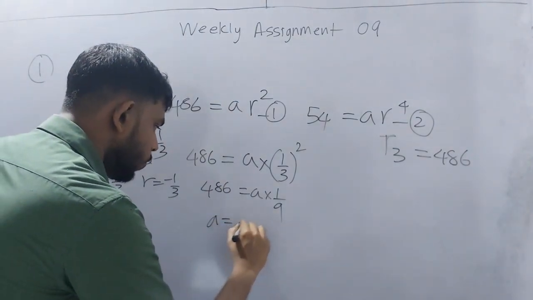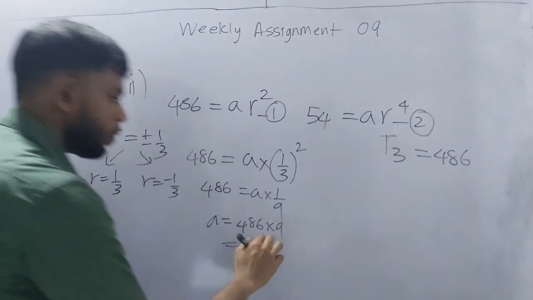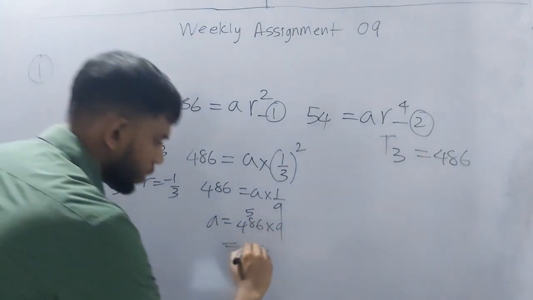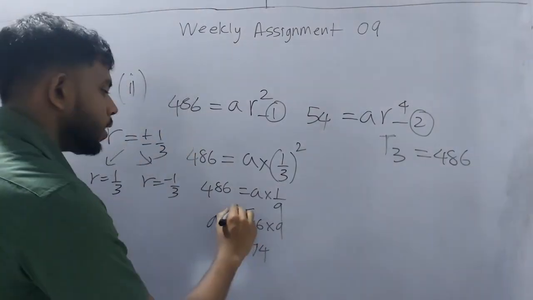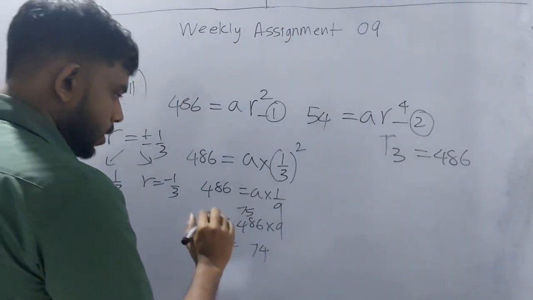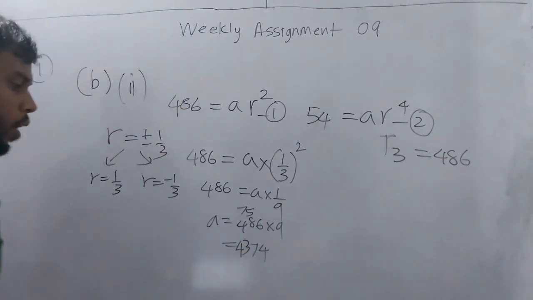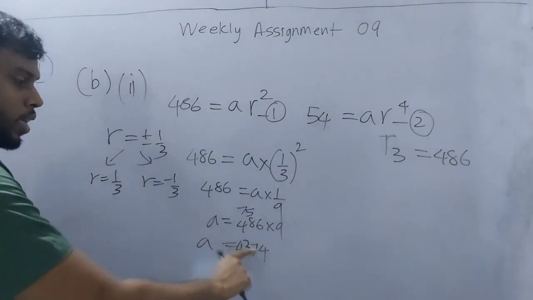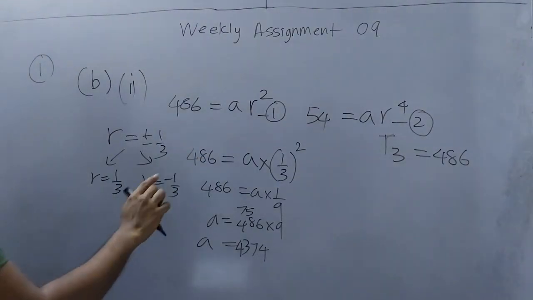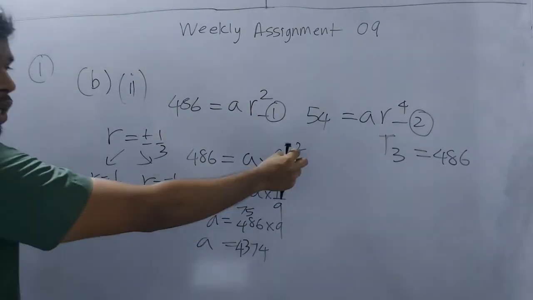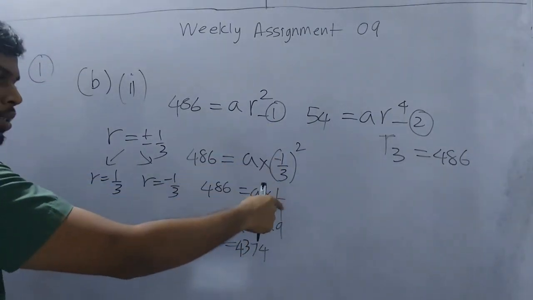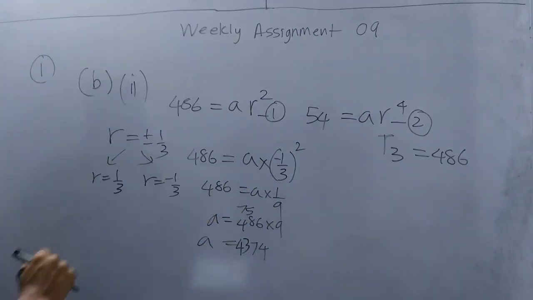So a will be equal to 486 into 9. So that will be 6 into 9, 54. Then 9 into 8, 72. 72 with this 5, 77. Then 7 will come here. So 9 into 4, 36. 36 with this 7, that will be 43. So your first term will be equal to 4374 if you take r as equal to 1 over 3. Now let's say you put r is equal to minus 1 over 3. What will happen? You are taking a square, right? So it will be minus 1 over 3 squared. So there also you will get the same answer, 1 over 9, which means the same first term.